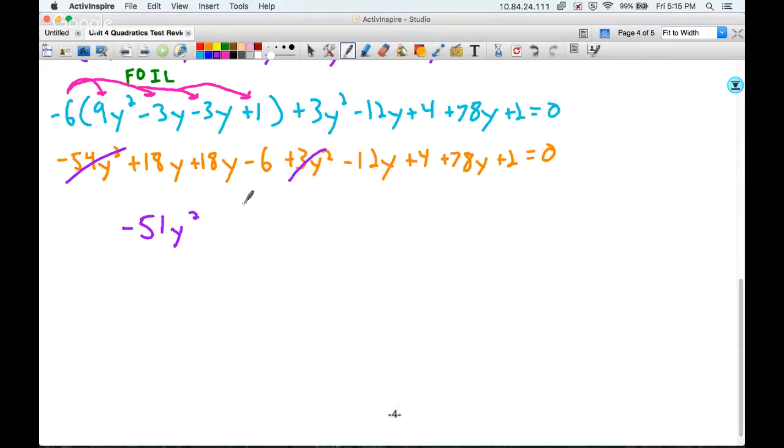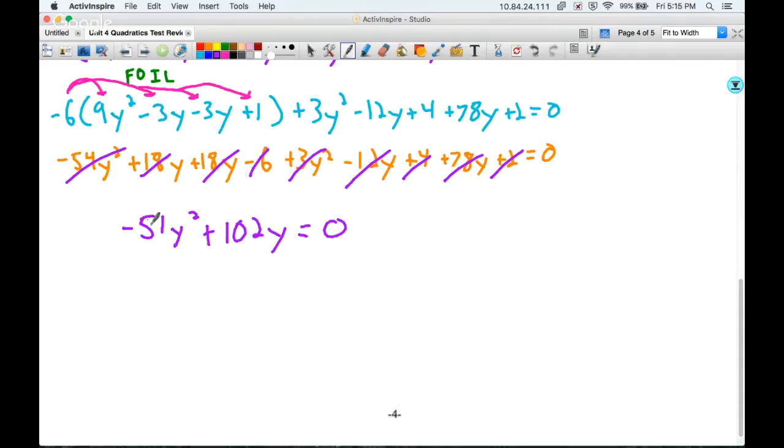All right, now I'll do my y terms. I've got an 18 plus an 18. I'm plugging them into my calculator as I cross them out. Minus 12 plus 78. And I get 102y. And then I've got a negative 6, a positive 4, and a positive 2. Those all cancel out to be 0. Kind of nice. That equals 0.